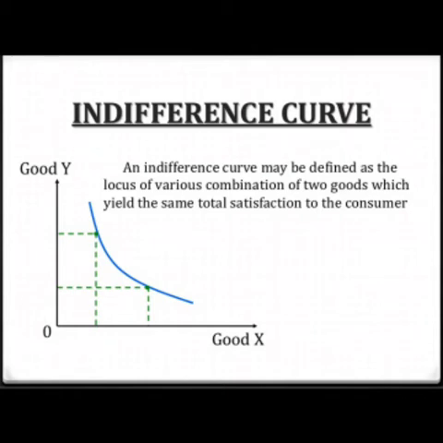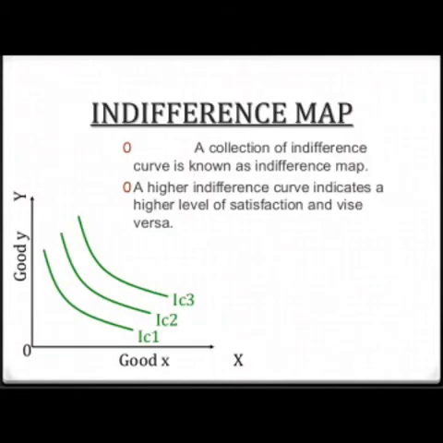If there is more than one indifference curve, we can say that this is an indifference map. In an indifference curve map, a higher indifference curve shows a higher level of satisfaction and a lower indifference curve shows a lower level of satisfaction. So this is all about the indifference map.